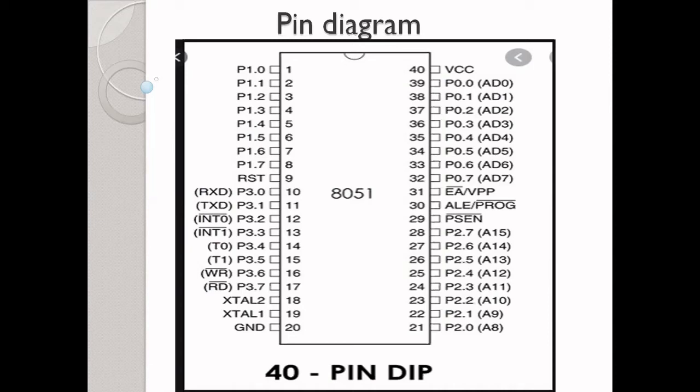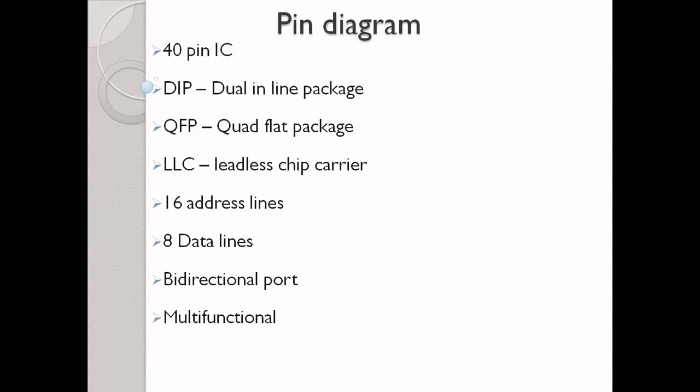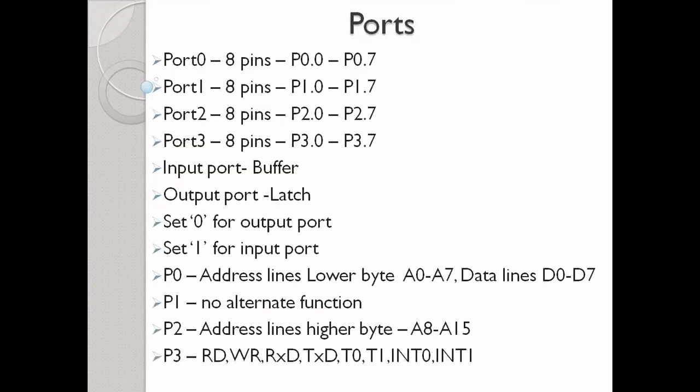Next one is timer 0, timer or counter 0. A timer is used to generate a delay. A counter is used to count the number of events. There are two timers: one is called timer 0, another one is timer 1. In the microcontroller, there are 4 ports: port 0, port 1, port 2, port 3.